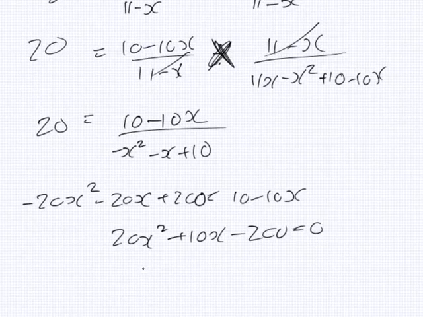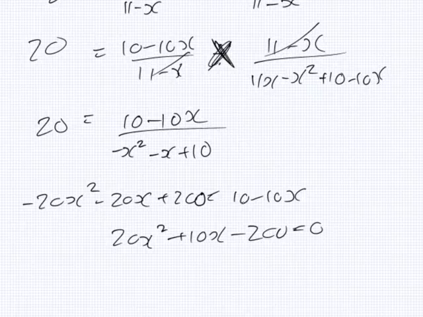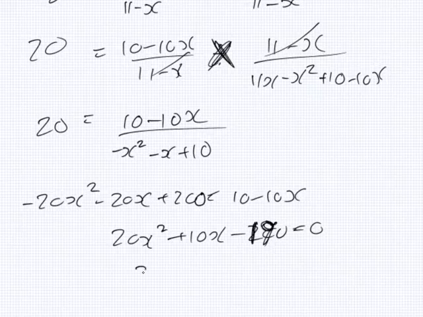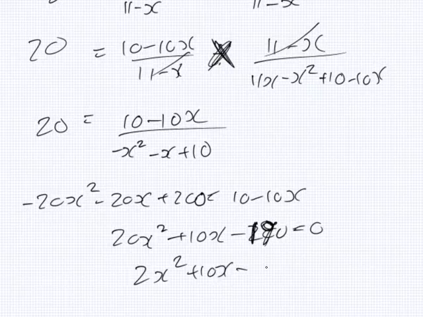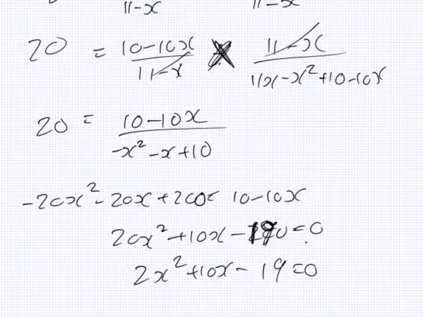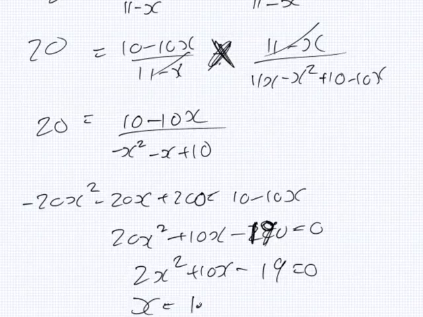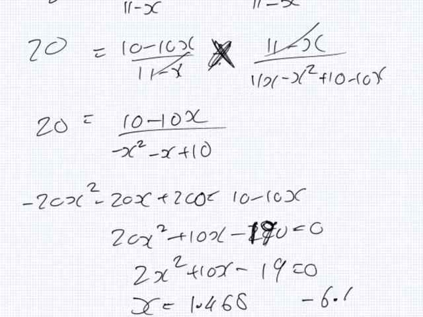What about 10? Oh yeah, sorry, that is 10. 210 minus 10x, ah, 190. Yeah. 2x squared plus 10x minus 19 equals 0. After all that pain... Nice. So you get x equals 1.468, blah, blah, blah, and then minus 6.468. So I've made some mistake.